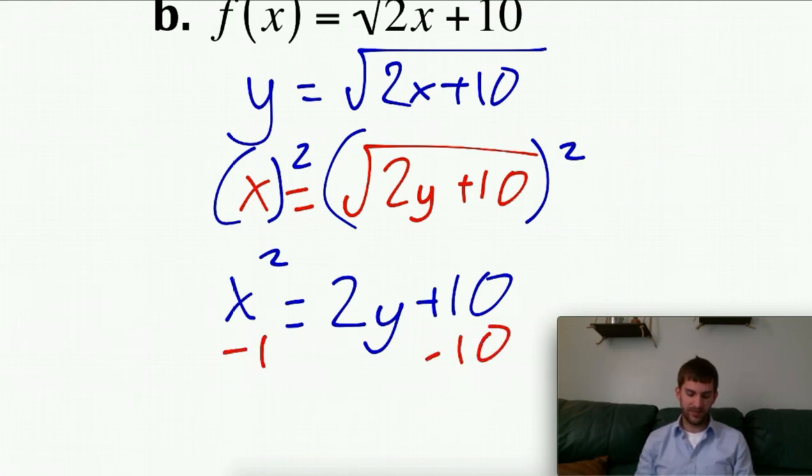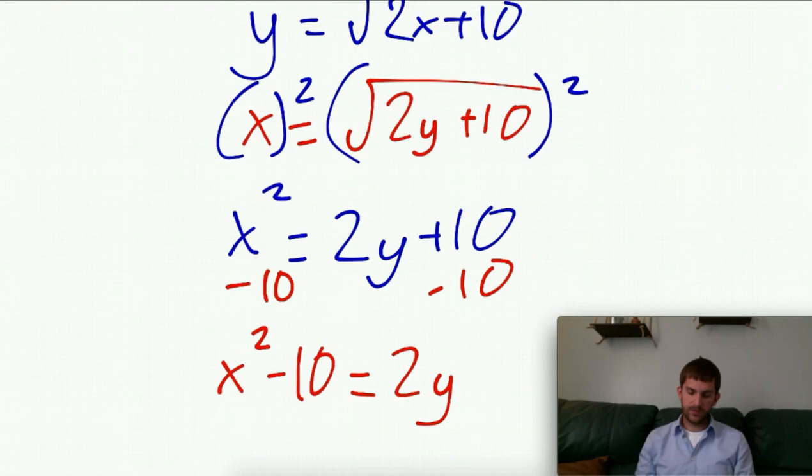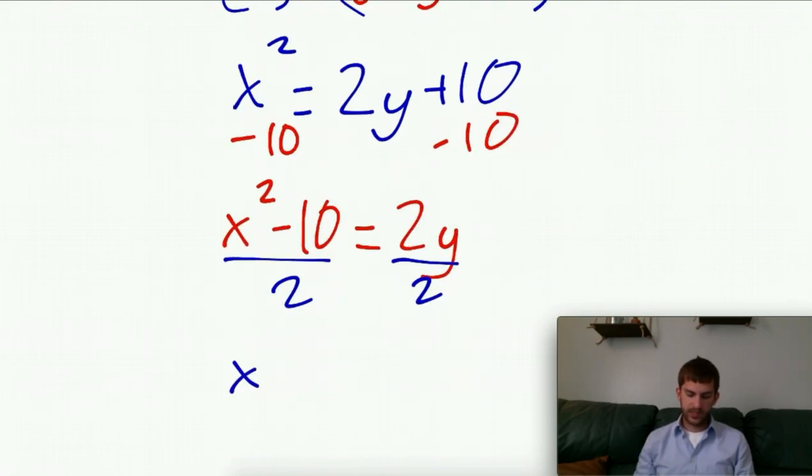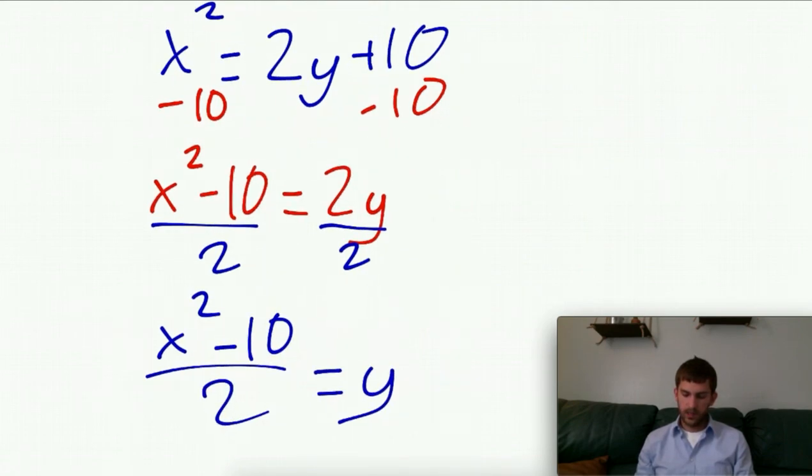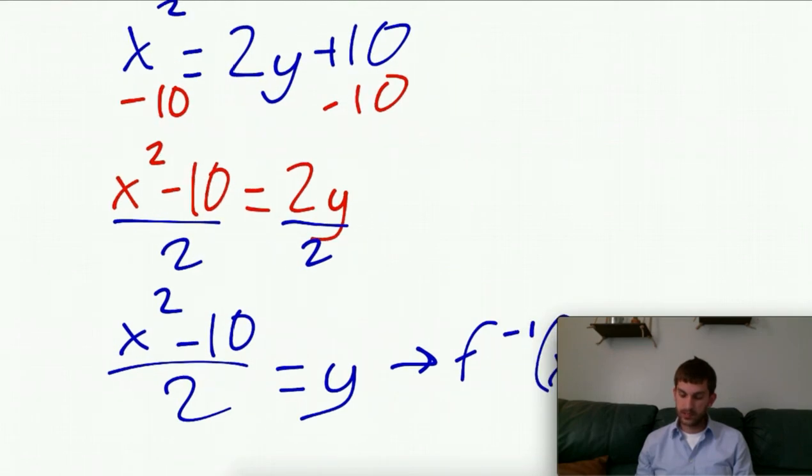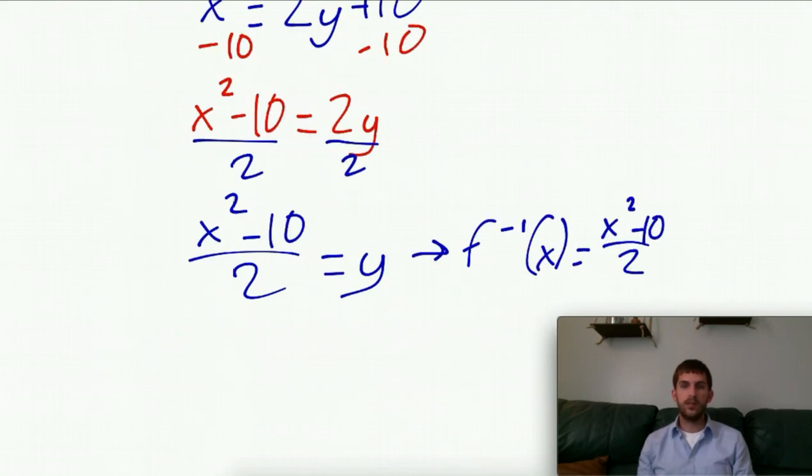Sorry, getting ahead of myself. So we have x squared minus 10 equals 2y. To finish solving for y, we're going to divide both sides by 2. And I'm just going to leave it as x squared minus 10 over 2 equals y. In other words, f inverse of x equals x squared minus 10 over 2. Sorry, I'm off the screen. There we go. So that's our inverse function.